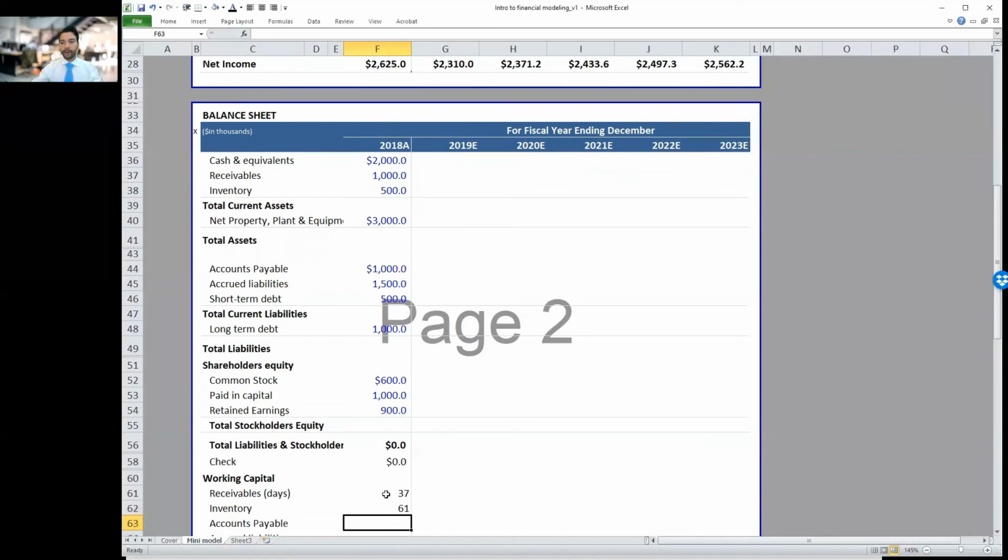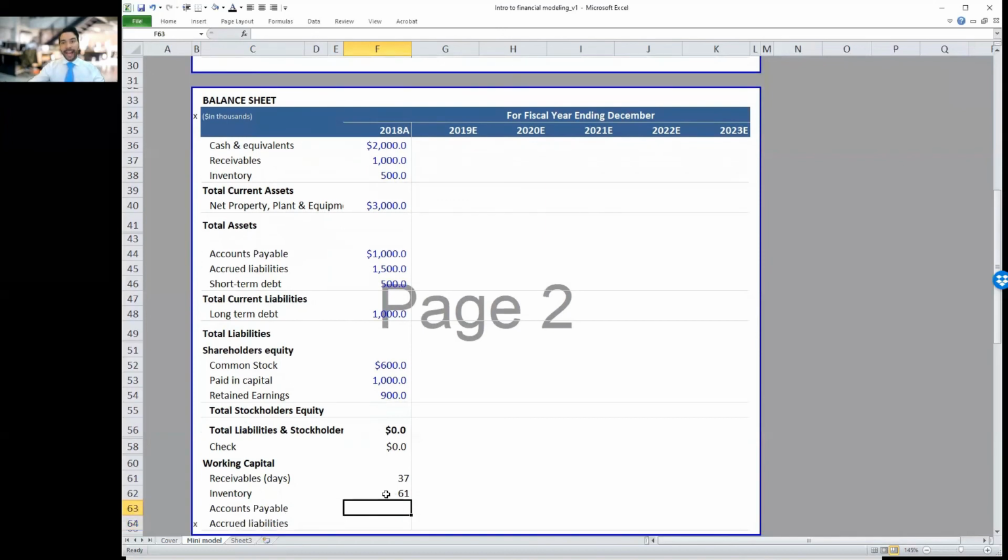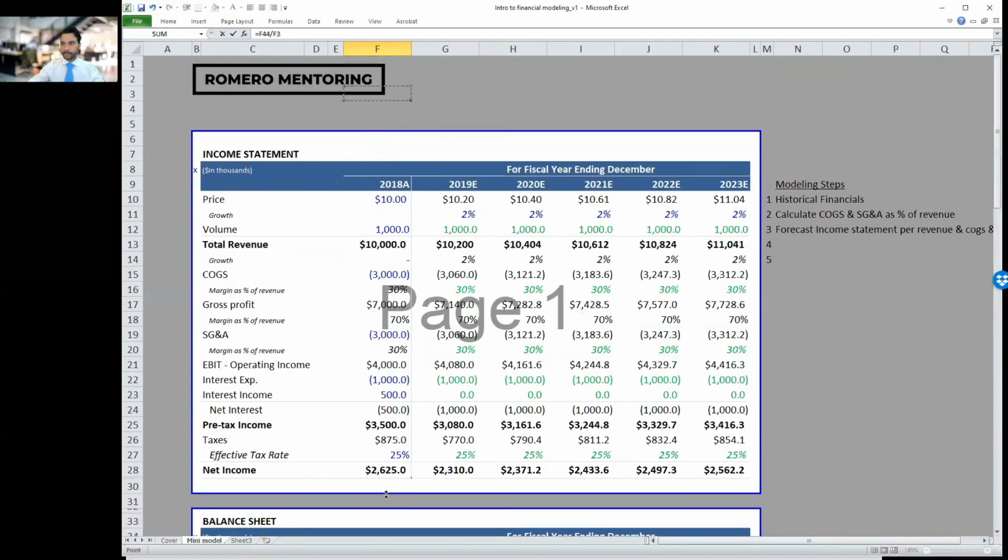So let's continue. Now we're going to go to the liability side. For accounts payable, we're going to do accounts payable divided by cost of goods sold times 365.